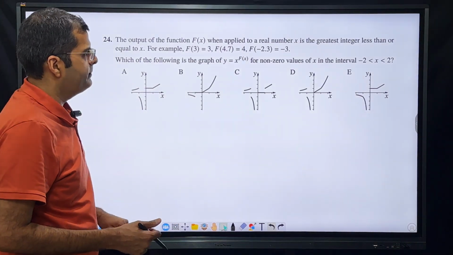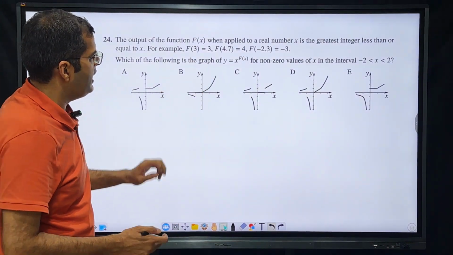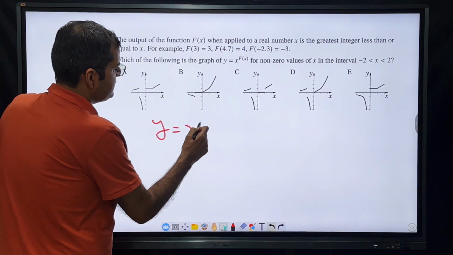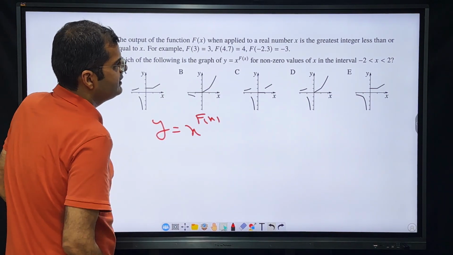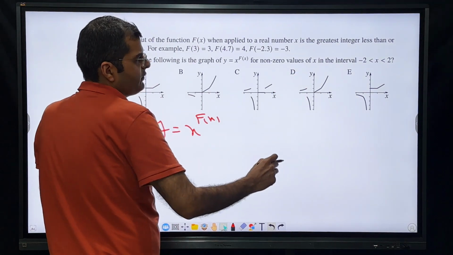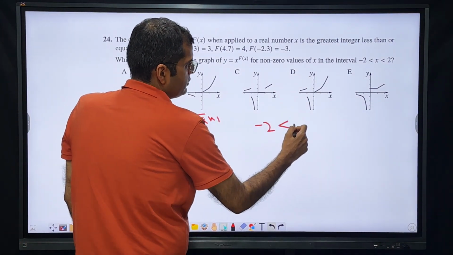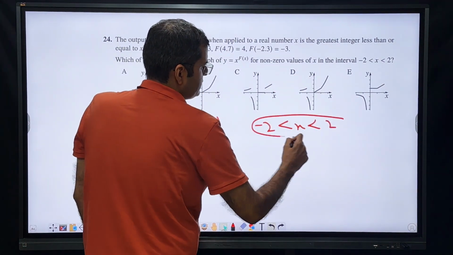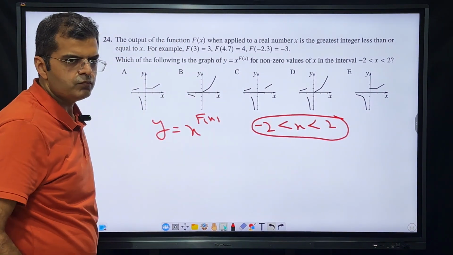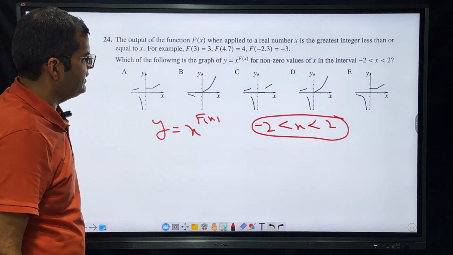So f of x is a function that gives me the output as the greatest integer less than or equal to that number. Which of the following is the graph of y equals x raised to the power f of x, for non-zero values of x in the interval minus 2 to 2? x is non-zero and it lies in this interval. Now I'll try to create the graph here.